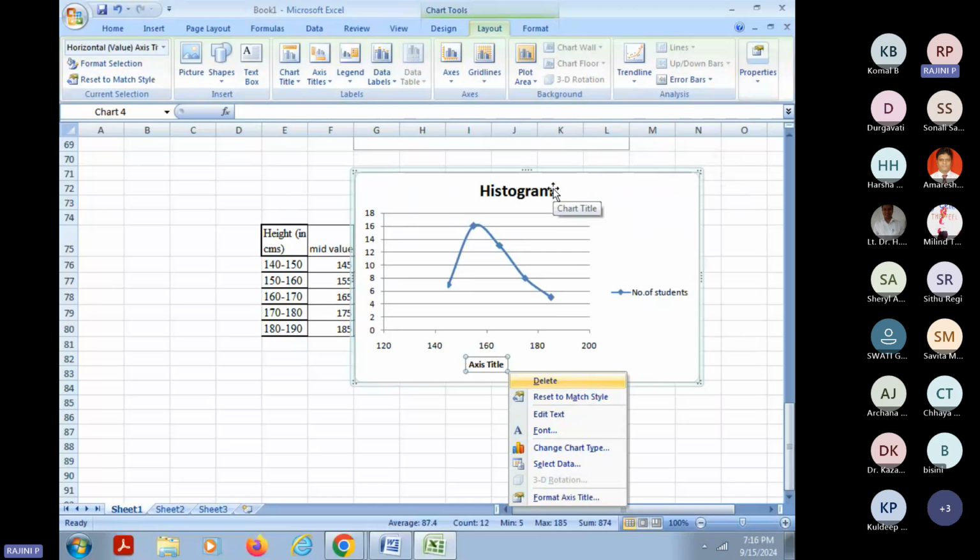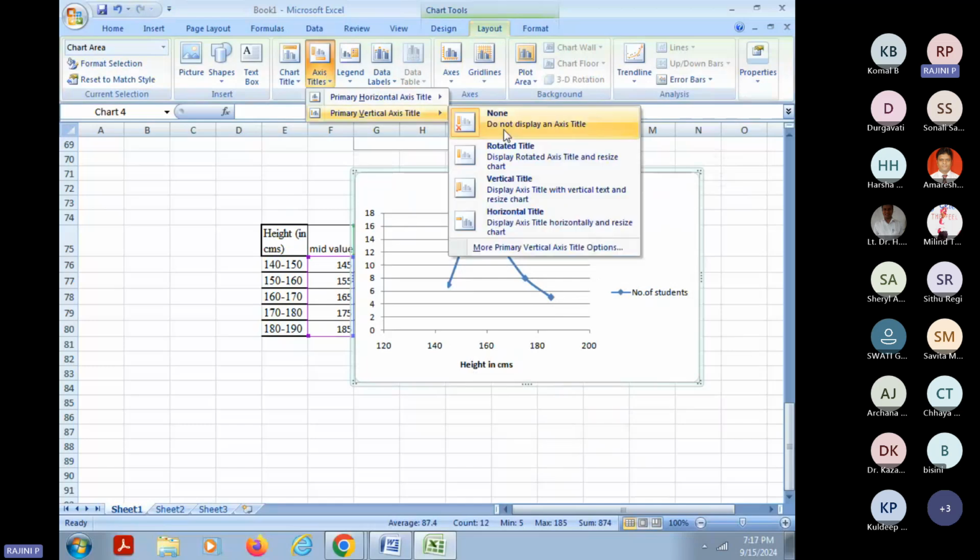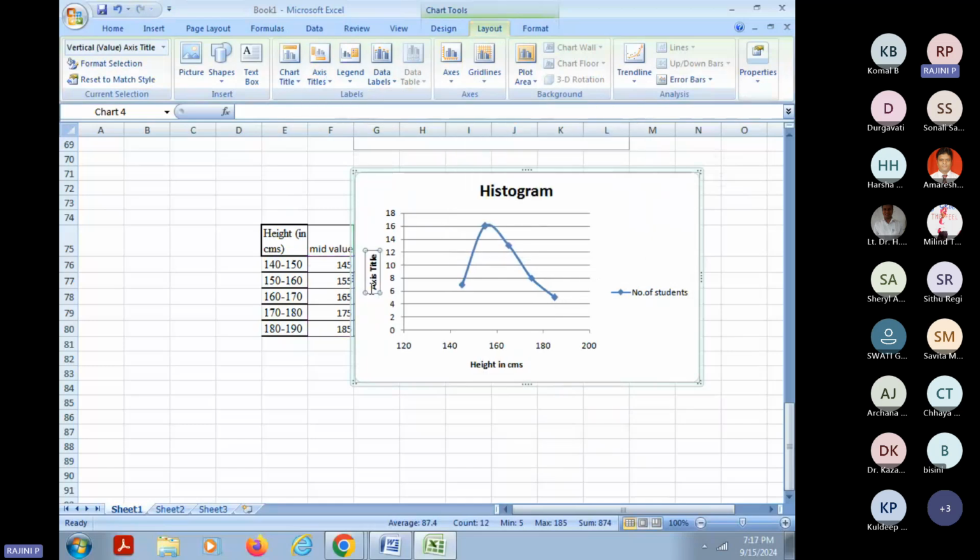Here, height of the student. Here write that height of the students. Height in centimeters. Okay. And then the y-axis, go to the layout, axis title, vertical title, rotated title. Here what are you taking on the y-axis? Number of students. Okay, so this is a way to do the histogram.